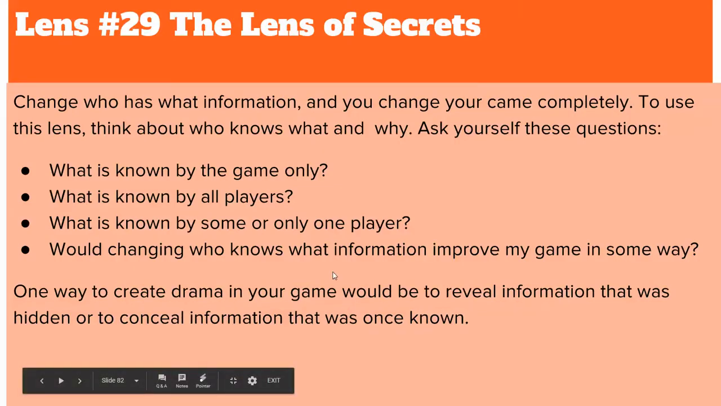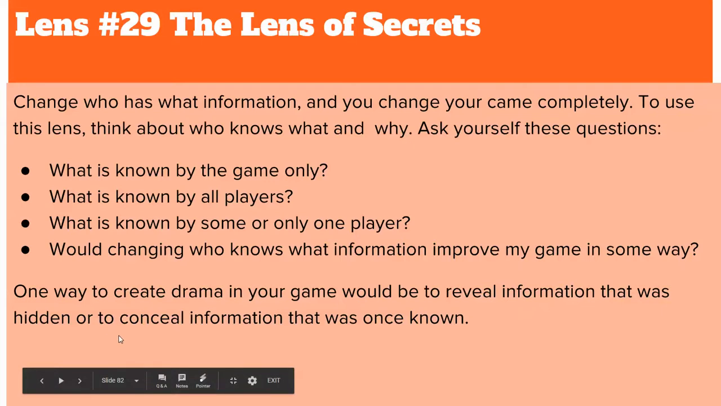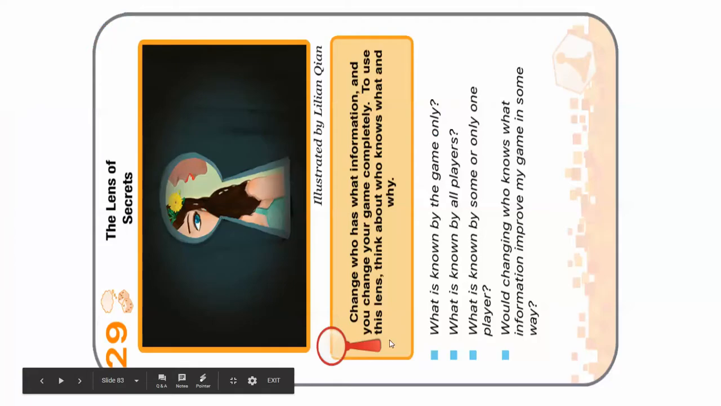So the lens of secrets. Change who has what information, and you change your game completely. To use this lens, think about who knows what and why. You can ask yourself these questions. What is known by the game only? What is known by all the players? What is known by some or only one player? Would changing who knows that information improve the game in some way? You can create drama in your game if you change the secrets, like if you reveal information that was hidden, or all of a sudden conceal information that was once known.